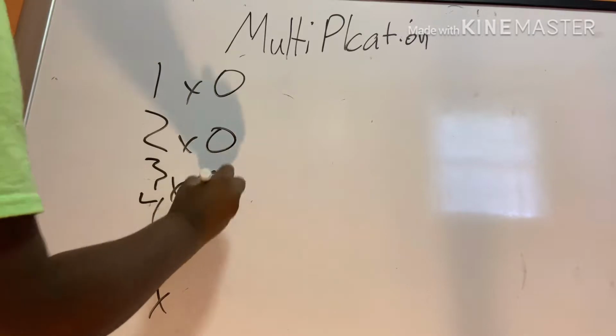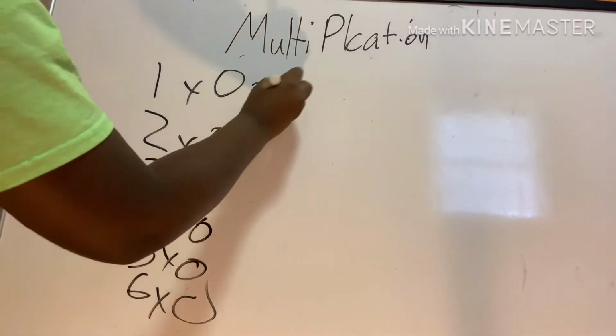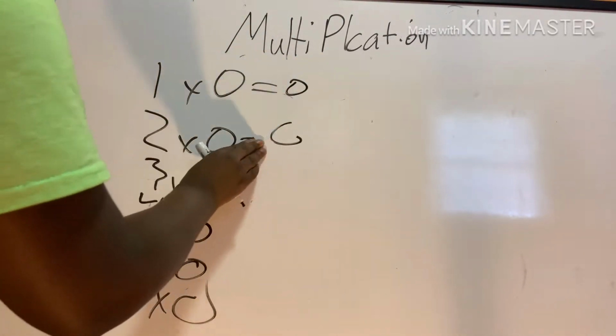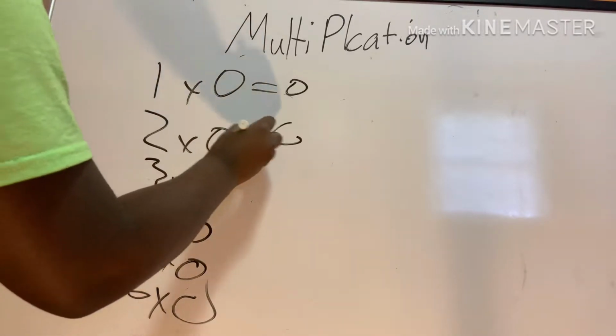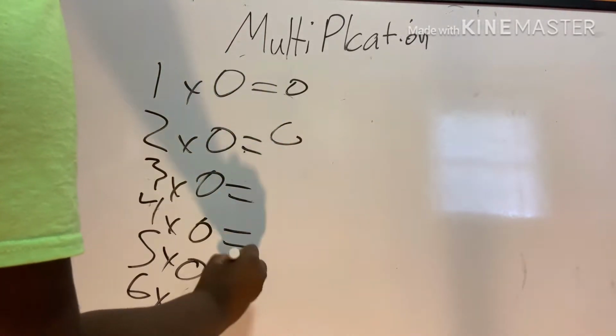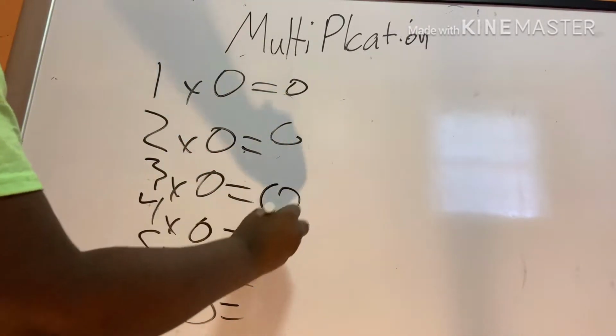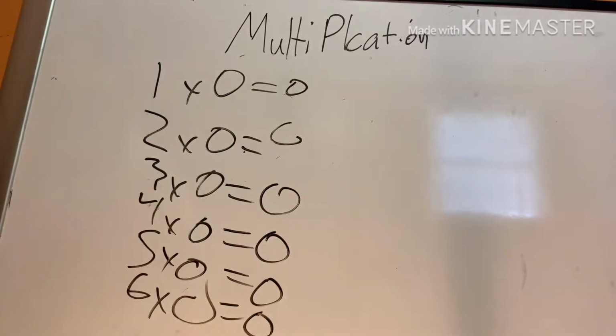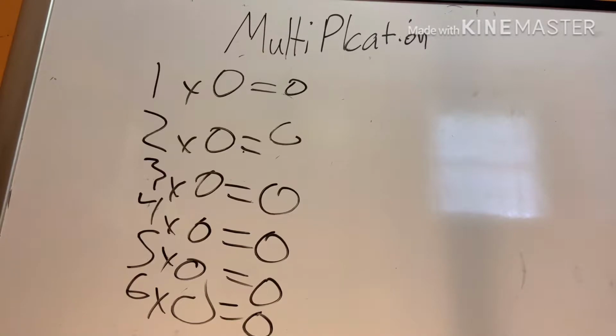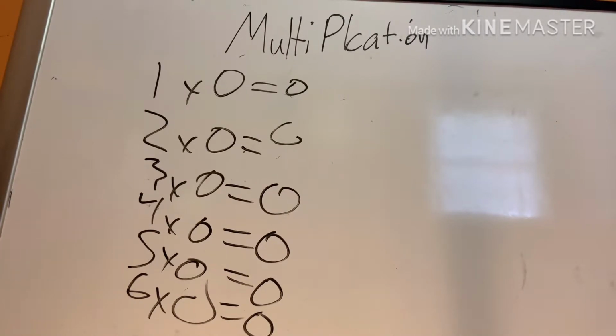0 would equal 0. It doesn't care how you write it. Alright. So the reason why it would equal 0 is because whenever you have 1, if you multiply that by 0, you wouldn't get any number, because there is nothing when you have 0. When you have 0, that's nothing.